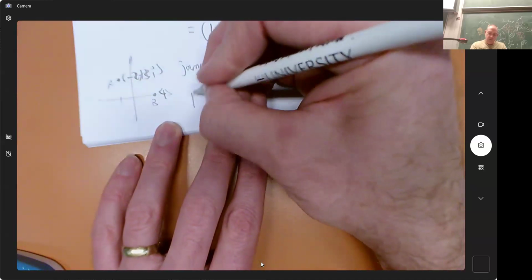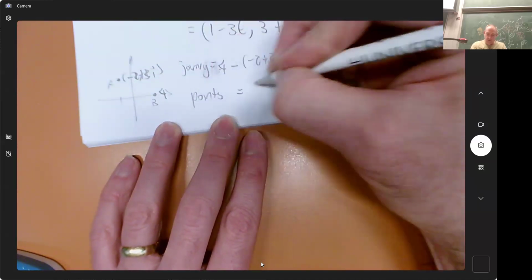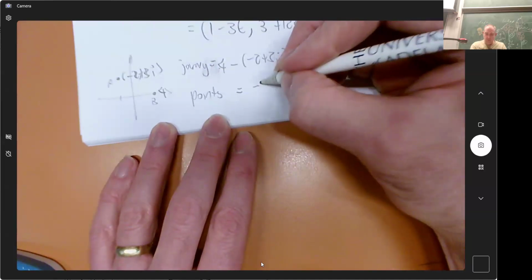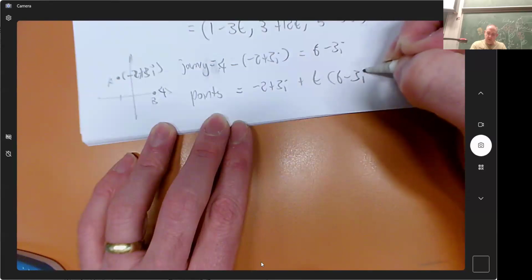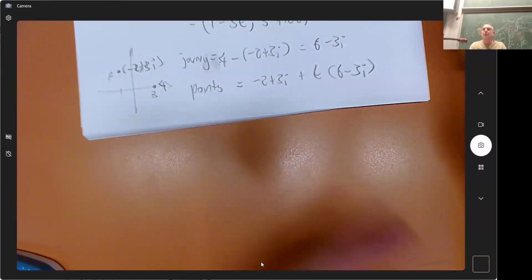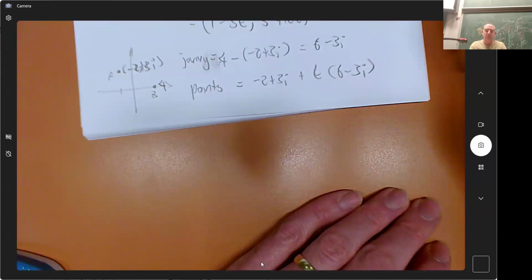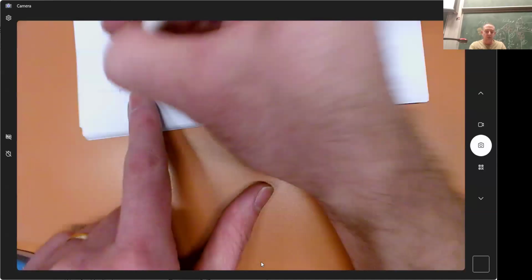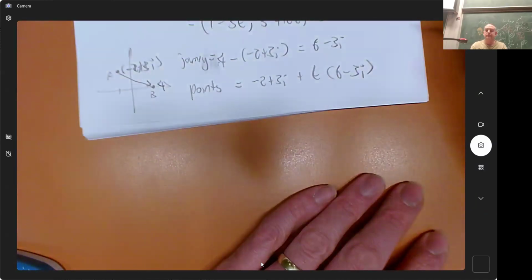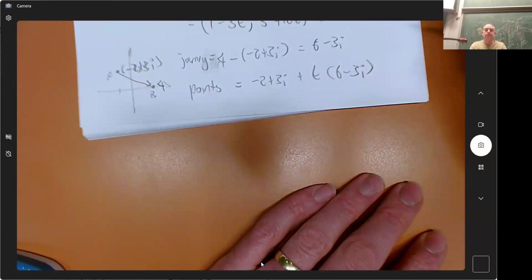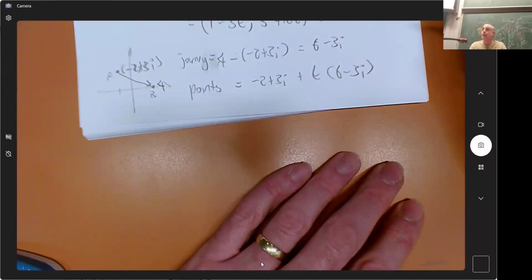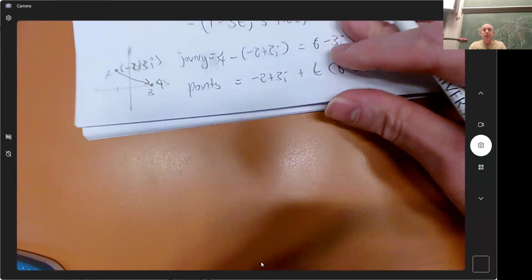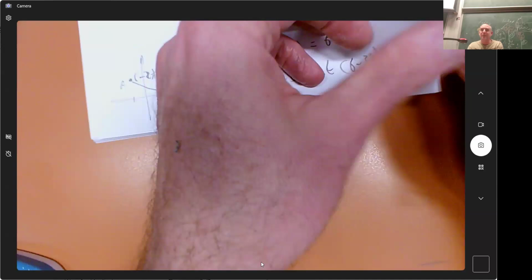And each point, the points are minus 2 plus 3i plus t lots of 6 minus 3i. So perfectly good parameterization of the points from here to here. Yay. That's it. That is your first and most important parameterization, a straight line.